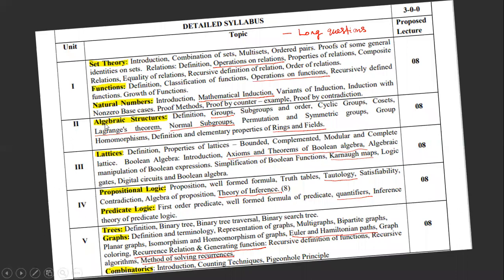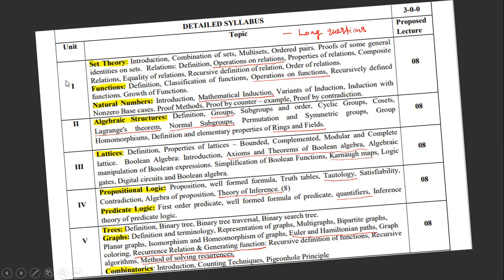In Unit 2 we have algebraic structures. In Unit 3 we have lattices. In Unit 4 we have propositional logic, and also predicate logic. In Unit 5 we have trees, graphs and combinatorics.